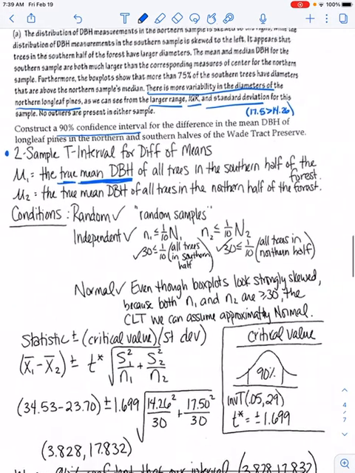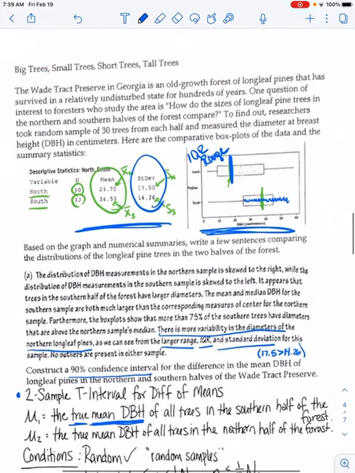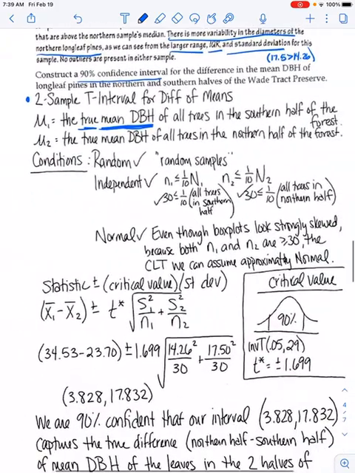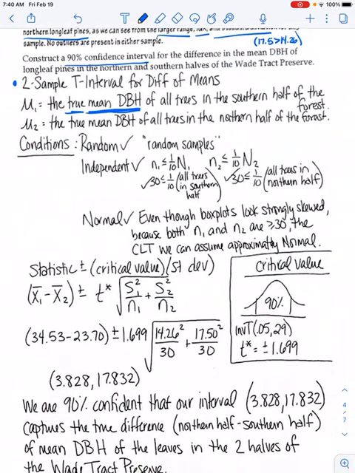What does D stand for? Diameter. Is that right? Yeah, the diameter. Diameter at breast height of all, there's that word. Some of us are dropping the word all, of all trees in the southern half of the forest. And mu sub 2 is the true mean DBH of all trees in the northern half of the forest. Conditions, yes, they were random samples. Since they were random samples, I need to test my independence. So n sub 1 and n sub 2. And so both of those were 30. So 1/10 of all trees in the southern half and all trees in the northern half.